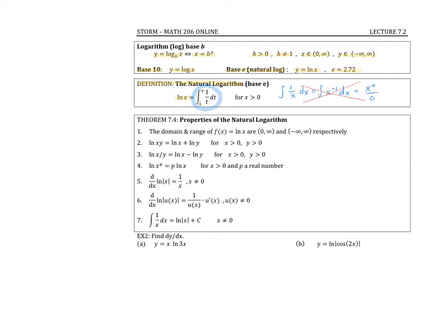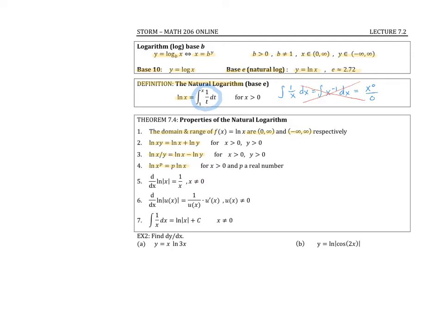So let's go ahead and review some properties. We already talked about number 1, the domain and range, right? It's going to be positive numbers for domain, all real numbers for the range. Property 2 says that if you have a product in the argument, you can separate it into 2 logs with addition. And if you have a division in property 3, you can separate it into 2 logs with subtraction. Property 4 says if you have an exponent p on an argument, you can bring it out in front.